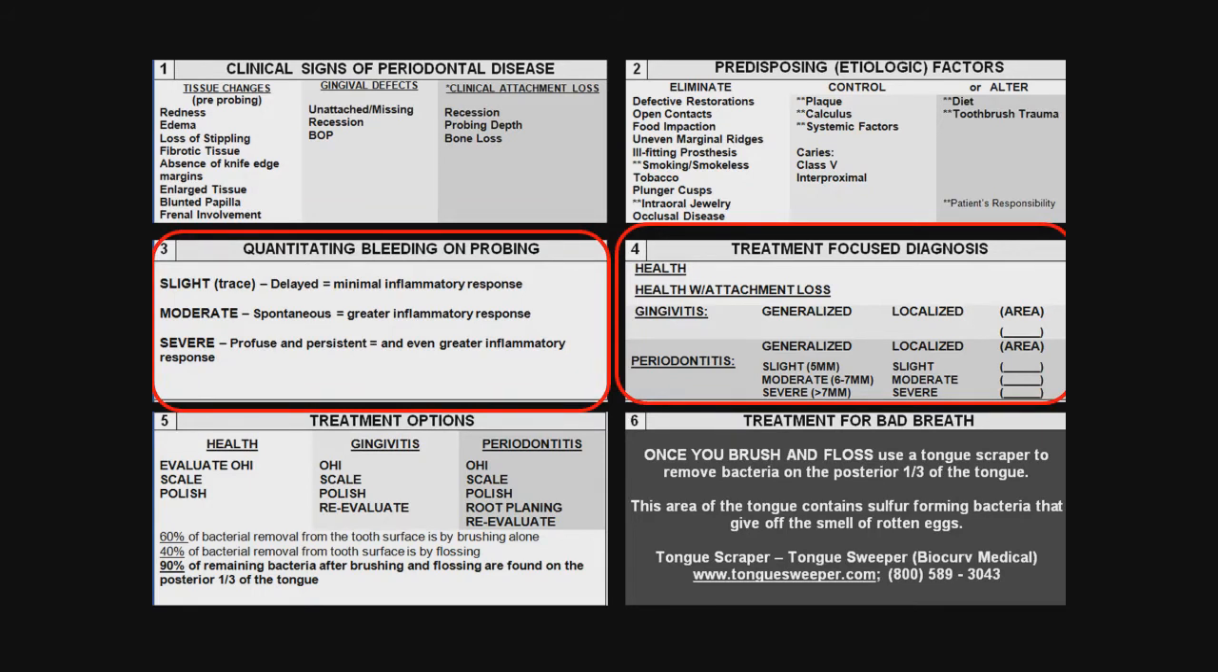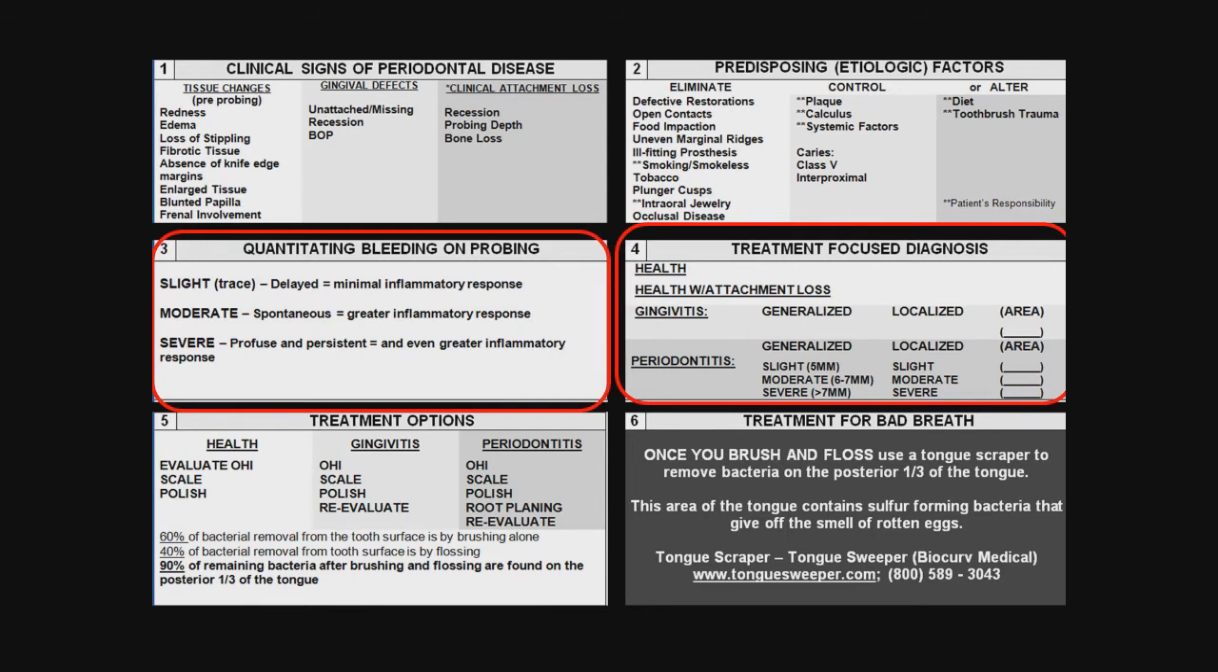It's not the purpose of this tape to go over all of the clinical signs of periodontal disease or the predisposing factors. We're going to focus on blocks 3 and 4, which focus on a quantitative way of determining bleeding on probing and what I refer to as the treatment-focused diagnosis. Like blocks 1 and 2, the focus of this tape is not on blocks 5 and 6. 5 and 6, to me, is self-explanatory.